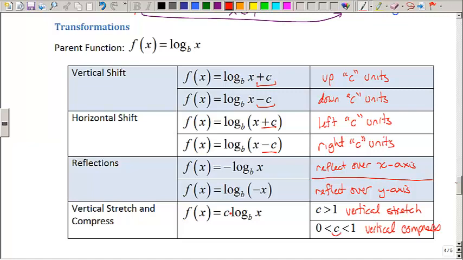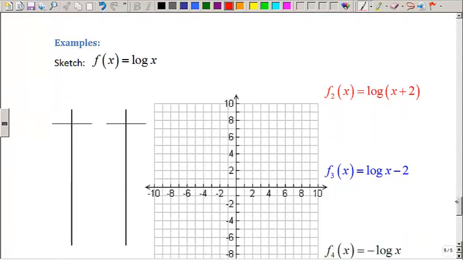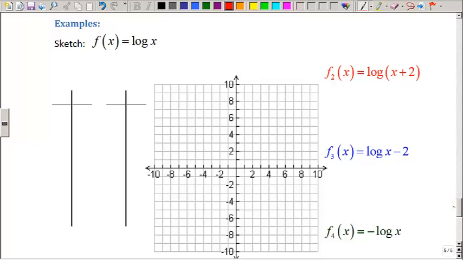Let's apply these transformations to some logarithmic functions. Our first example is f of x equals log x. Notice we don't have a base here, so that means I have an invisible base 10. Now we've already talked about picking points for logs is not an easy process. So what we're going to do instead is find this function's inverse. And the inverse of log base 10 of x is the exponential function 10 to the x. Now 10 to the x is easy to find points for.